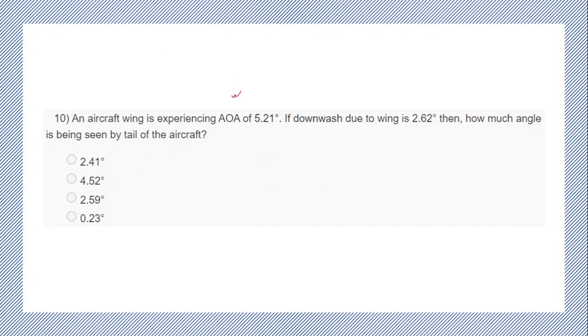An aircraft wing is experiencing an angle of attack of 5.21 degrees. That is, alpha wing is 5.21 degrees. Downwash due to wing is 2.62, so epsilon is 2.62 degrees. Then how much angle is being seen by the tail of the aircraft? So they've asked you what is alpha tail. What is alpha tail?